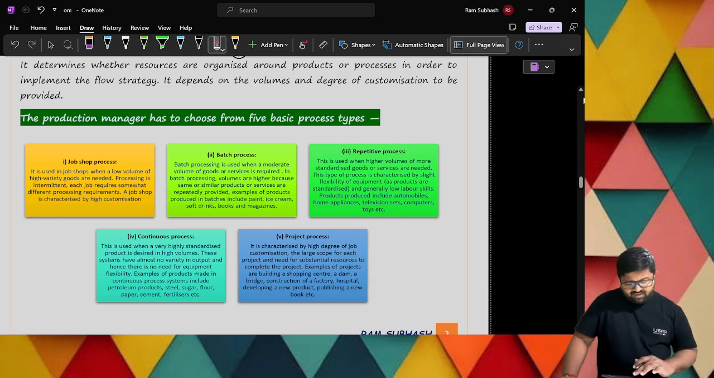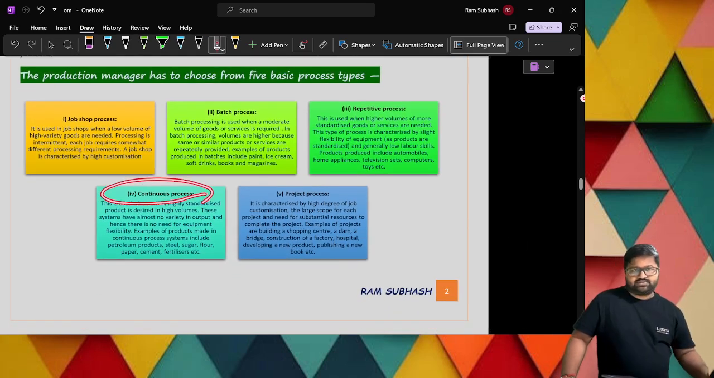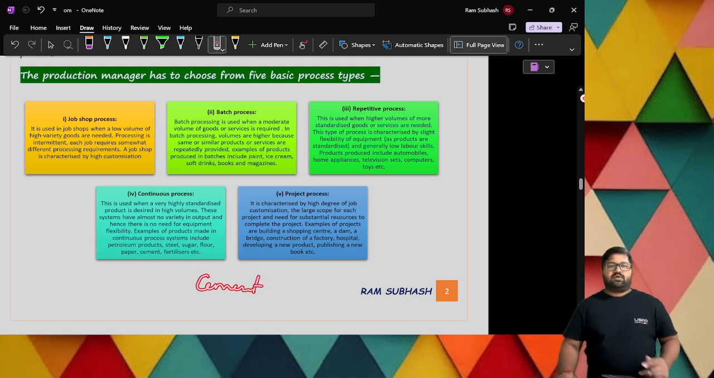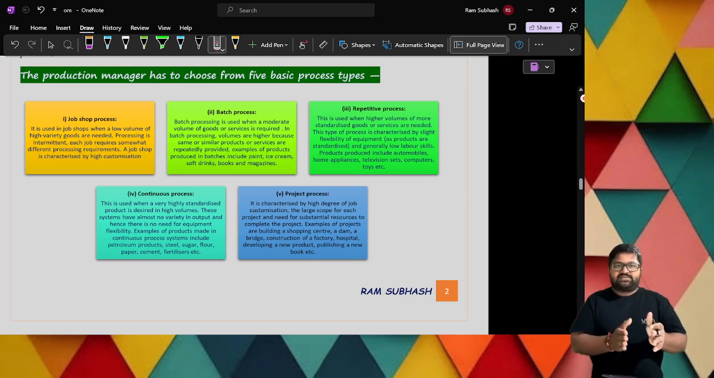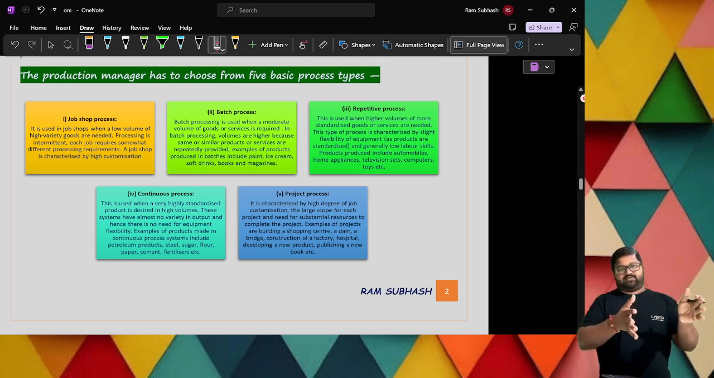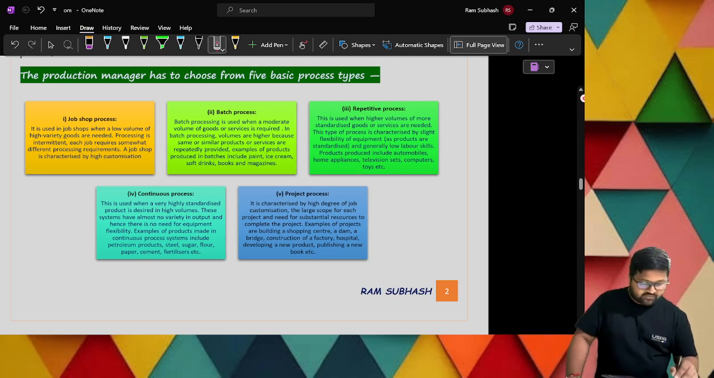Okay, now next, continuous process. It is used when a very highly standardized product is designed with higher volumes. These systems have almost no variety in the product output, and hence there is no need for equipment flexibility. For example, I am manufacturing sugar, or I am manufacturing cement. The raw material will be the same, the process will be the same, the output will be the same. These will be manufactured in bulk quantity. There won't be any variation. This is the case of continuous process.